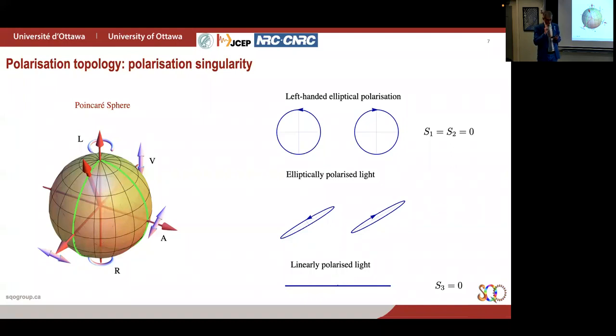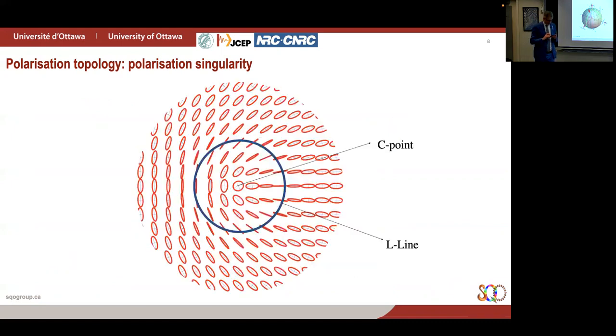I call them singularities, a mathematical definition. When S1 and S2 are 0, I call it a C point. When S3 is equal to 0, I call it a linear polarization singularity. So I can create very rich topological charges. I'm not showing you the intensity because now my interest is only polarization degrees of freedom. And I'm asking you what is happening here. This is a C point.